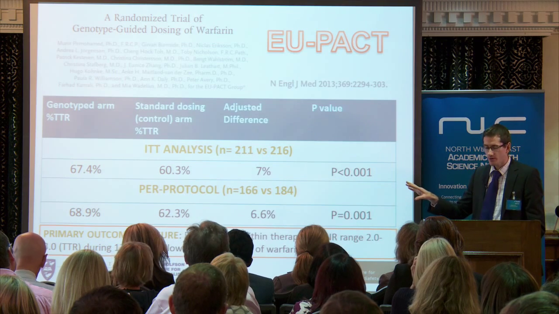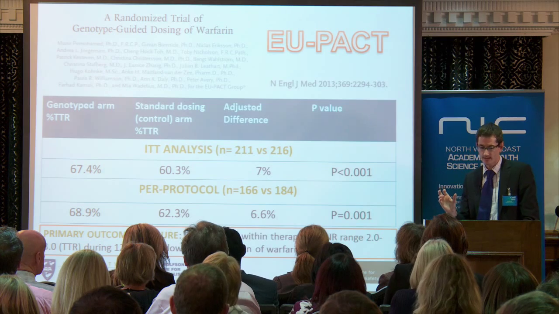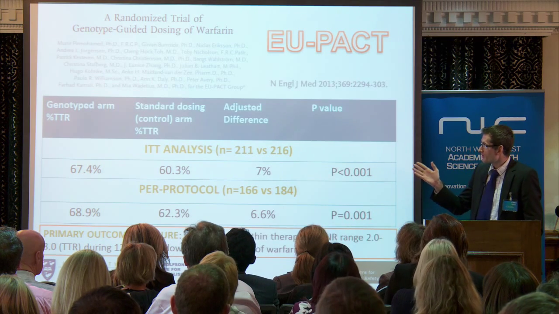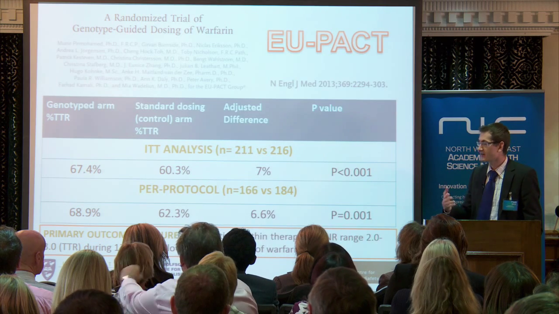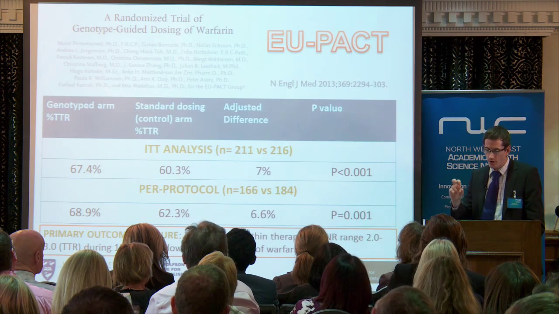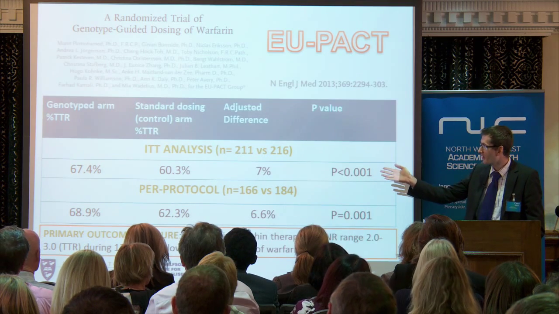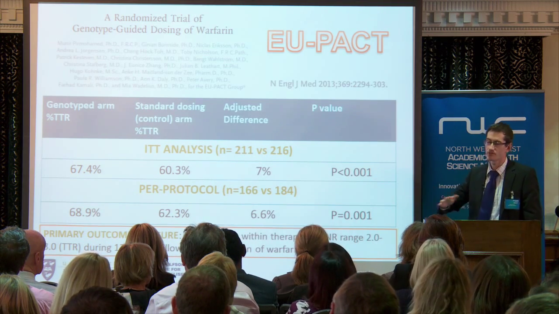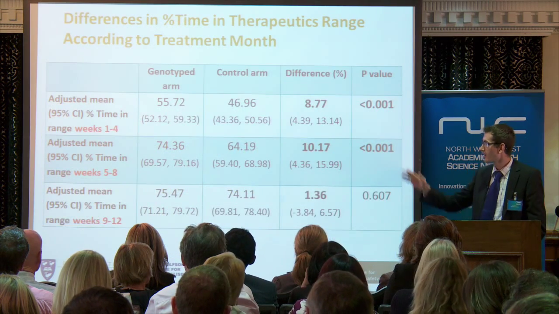The primary outcome measure was the time within therapeutic range within the duration of the study, which is 3 months. And compared to the control arm, the genotyped arm had a significantly higher time within the therapeutic range. Overall, the absolute adjusted difference was about 7%. You're still only looking at around 67% or 2/3 of the time these patients spend within the therapeutic range.